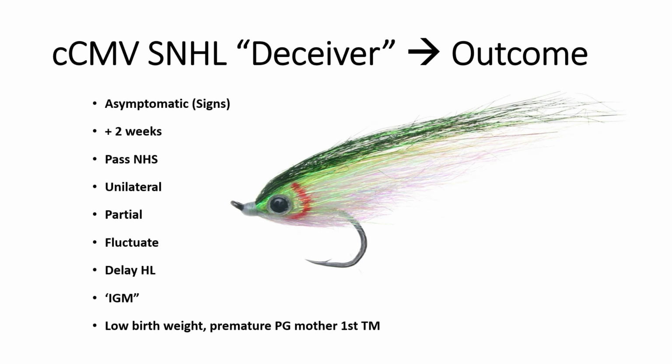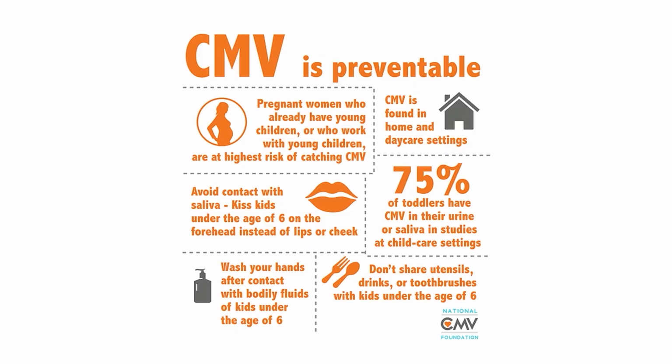The other thing, it can be unilateral, it can be partial, it can be fluctuating up and down, it can be a delayed onset hearing loss. And what makes it even more difficult is the virology study for this virus. The IgM and the IgG are not that accurate in making the diagnosis, neither for the mother nor for the child. And also it's an opportunistic infection which affects more low birth weight and premature babies, and more in the first trimester.